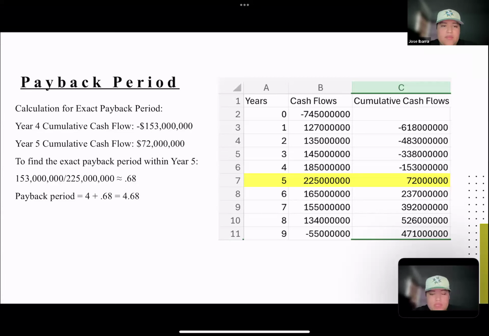When looking to find the payback period, I first made the spreadsheet here, and I used two formulas, C2 plus C3 first, to get the cumulative cash flows, to get negative 618 million. Then I used D3 plus C4 to get the rest of them, and I continued that the same way, and we found that the payback period was at year 5. And to be exact, it was 4.68.